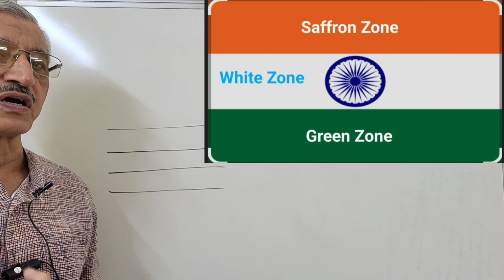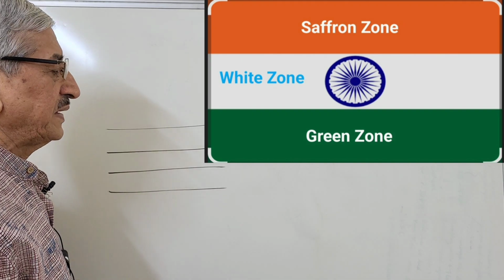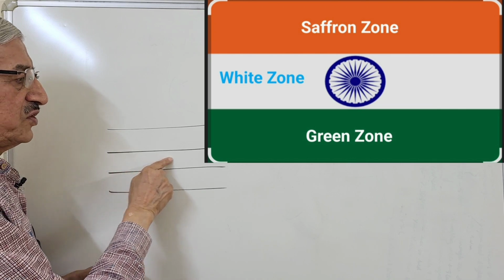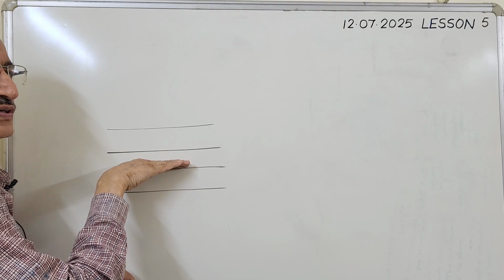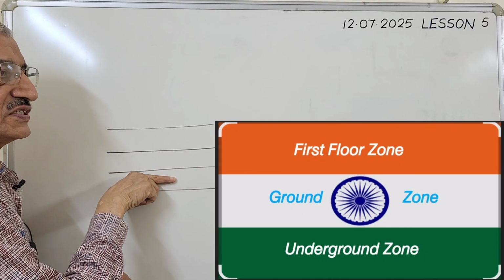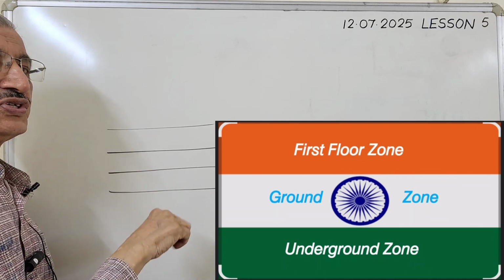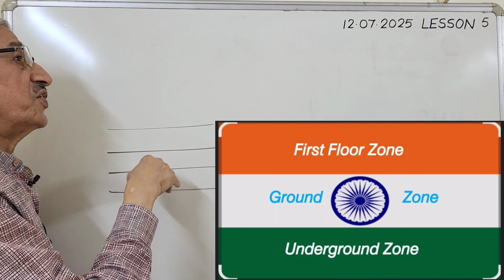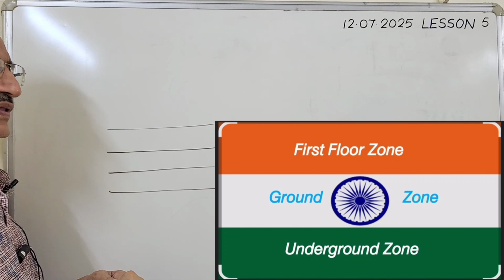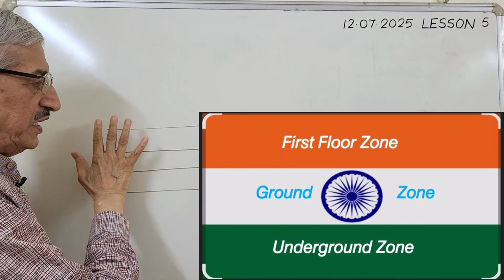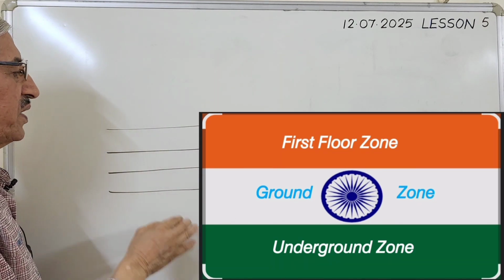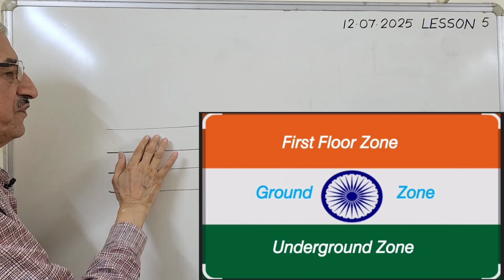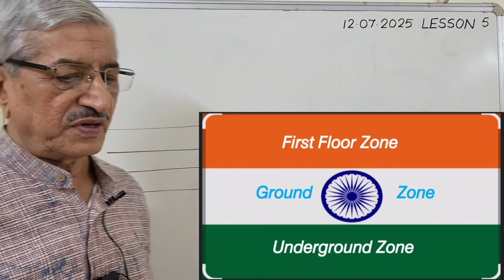But I would like to call it in a different way. I will call this the ground zone. This is the ground zone, and below this, I call it the underground zone. This zone, I call the first floor zone. So, if we write 4 lines on plain paper, this area is divided into 3 zones.